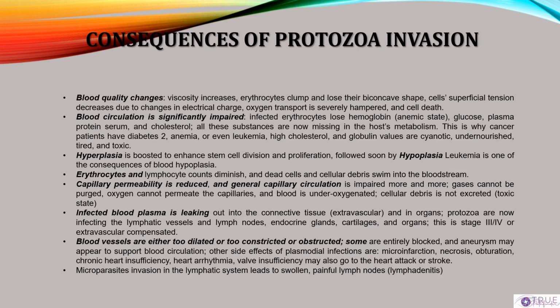The blood vessels are also either too dilated or too constricted or obstructed. Some can even become entirely blocked, and aneurysms may appear to support the blood circulation. Other side effects of these plasmodial infections are microinfarction, necrosis, obturation, chronic heart insufficiency, heart arrhythmia, valve insufficiency, and it may even lead to heart attacks or strokes. This microparasitic invasion into your lymphatic system also leads to swollen, painful lymph nodes, known as lymphadenitis.